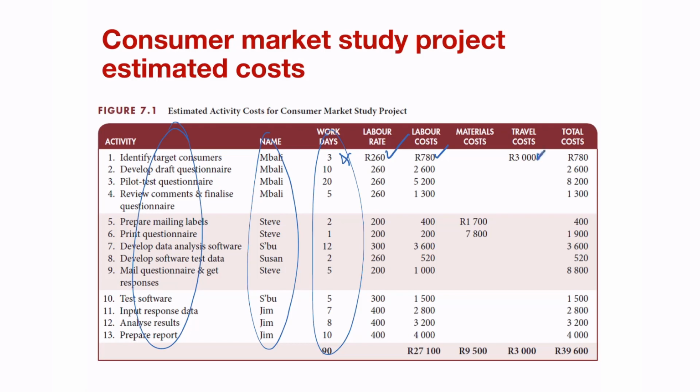There might be some travel cost involved or even material cost. In this case, preparing the mailing label, there's material cost in terms of stationery or printing cost. Printing the questionnaire has some additional material cost there. The only person that requires traveling is in Bali, who has a travel cost attached. And once you add all of those, the labor cost, material and travel cost, you have a final number which then becomes your project budget.